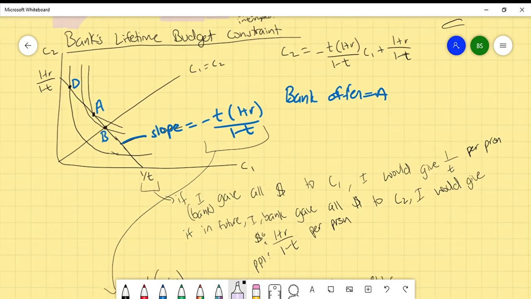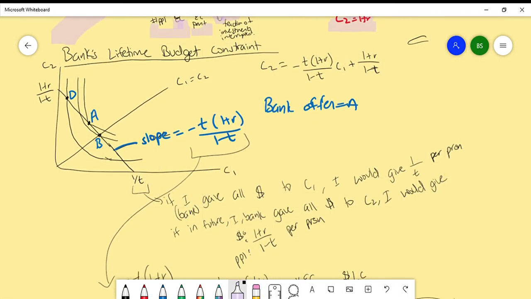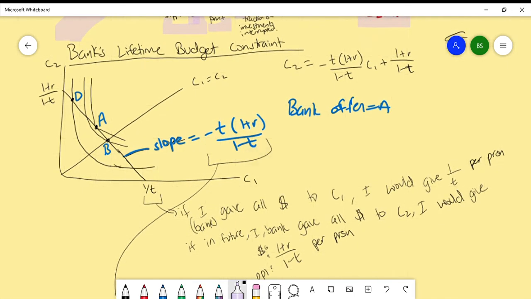So now we're going to go over the bank's lifetime budget constraint. First of all, we are going to draw a C1, C2 graph. The budget constraint is always a downward sloping line like that. Oh my god, I have no charge. So we're going to draw that.